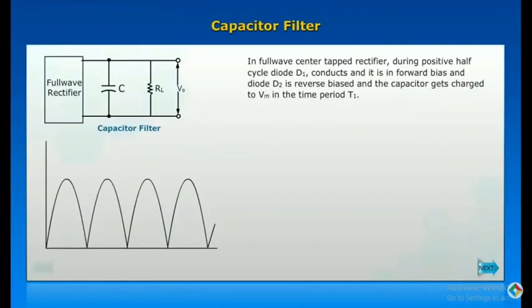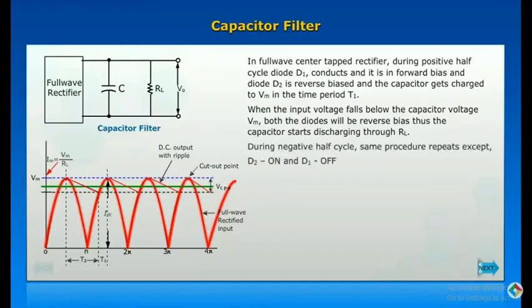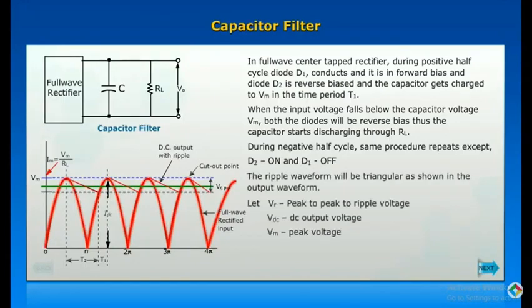Capacitor filter. In a full wave center tapped rectifier, during the positive half cycle diode D1 conducts and is in forward bias, and diode D2 is reverse biased, and the capacitor gets charged to Vm in the time period T1. When the input voltage falls below the capacitor voltage, both the diodes will be reverse biased, thus the capacitor starts discharging through RL. During the negative half cycle, the same procedure repeats except D2 is on and D1 is off. The ripple waveform will be triangular as shown in the output waveform.